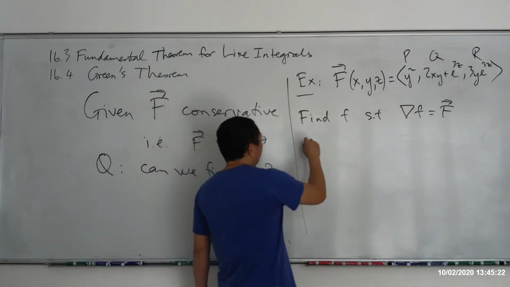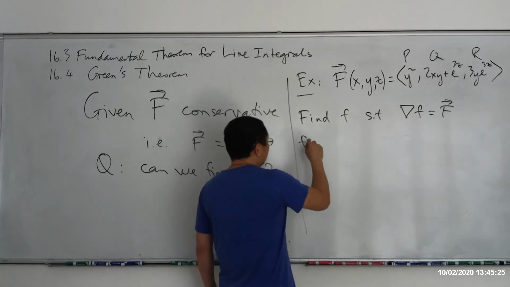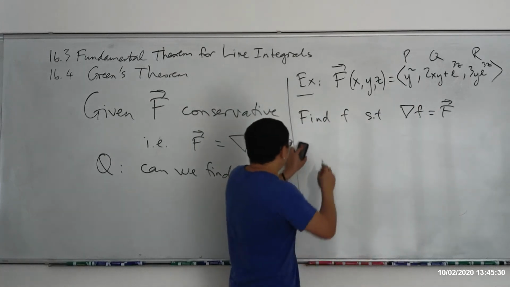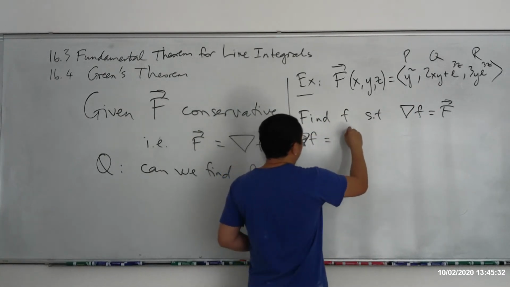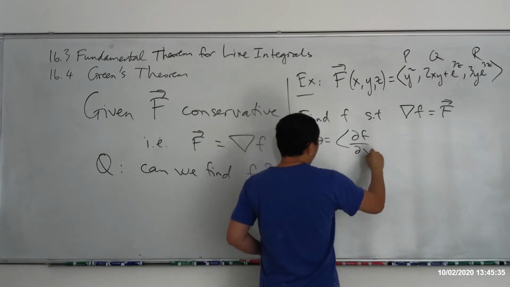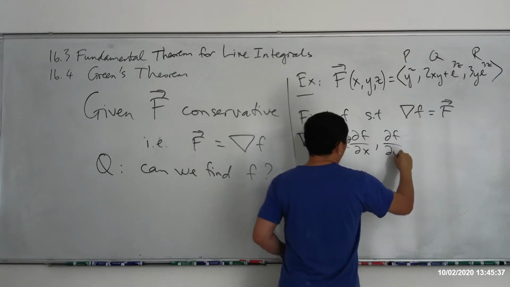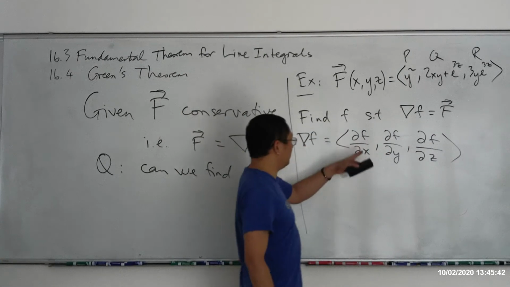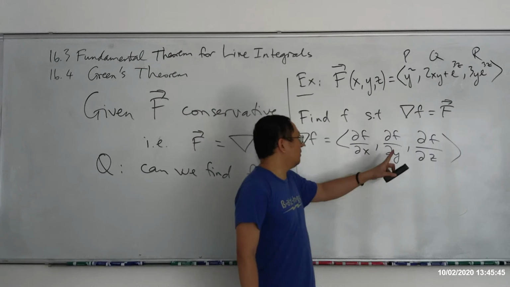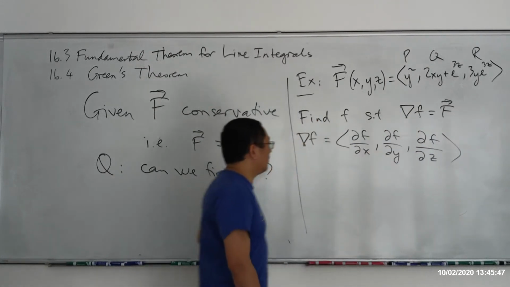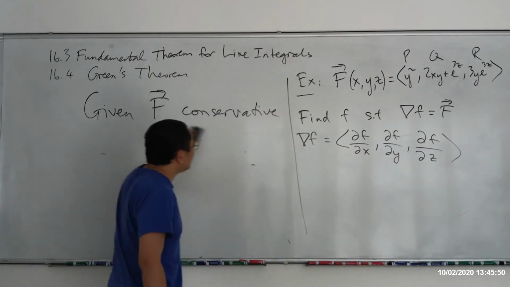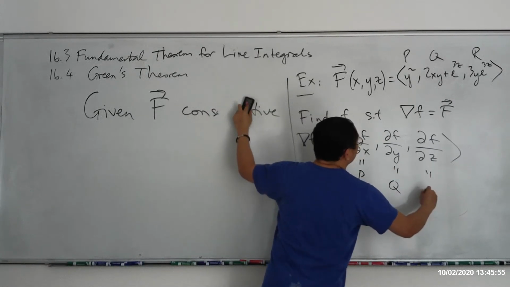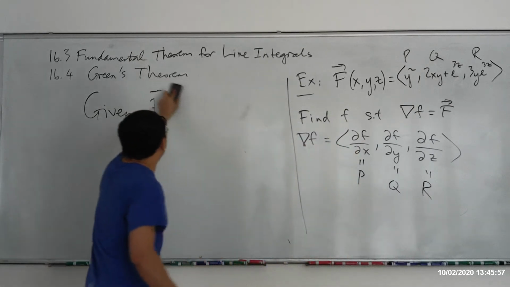So we know that for the function f of x, y, z, the gradient of f is going to be what? df over dx, comma, df over dy, comma, df over dz, right? Partial derivative of f over x is the first component. Partial derivative of f over y, you have second component. Partial derivative of f over z, you have the third component. Okay, and this is really p, and this is q, and this is r. With that much of information, can you find the function f?